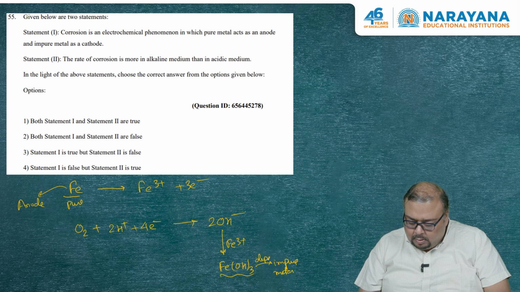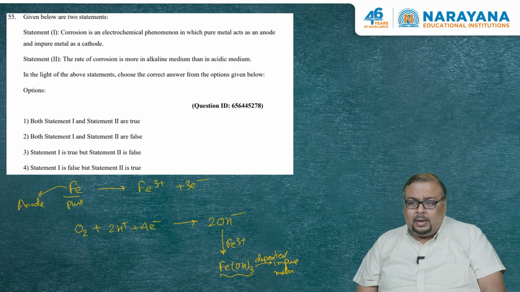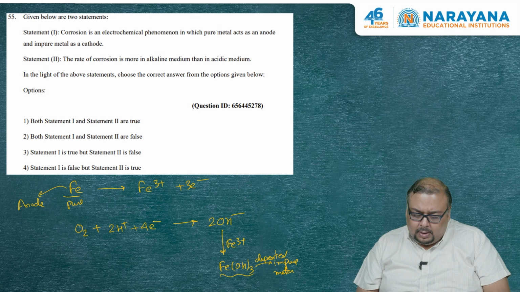Okay, so we can say that the impure metal will be acting as cathode. So statement 1 is correct.